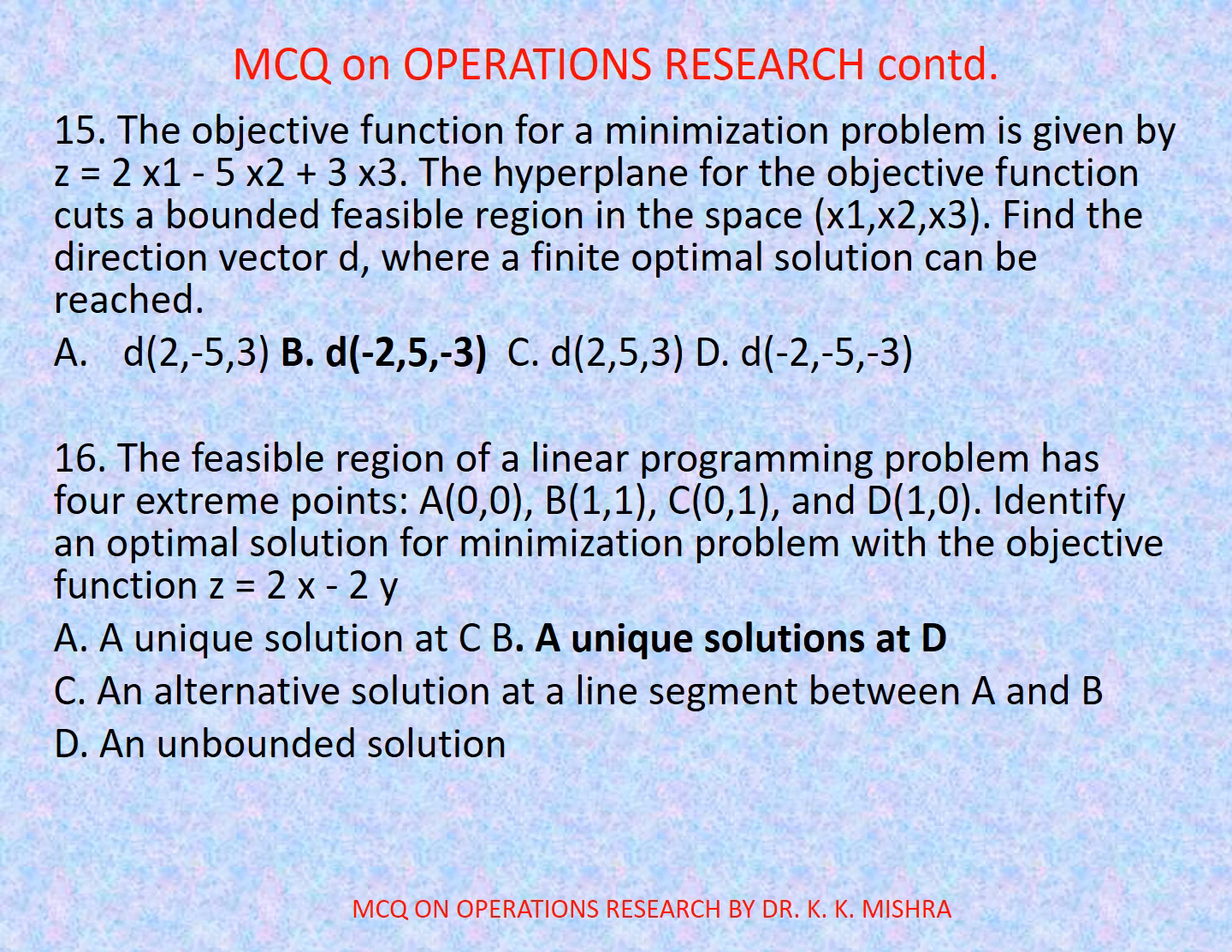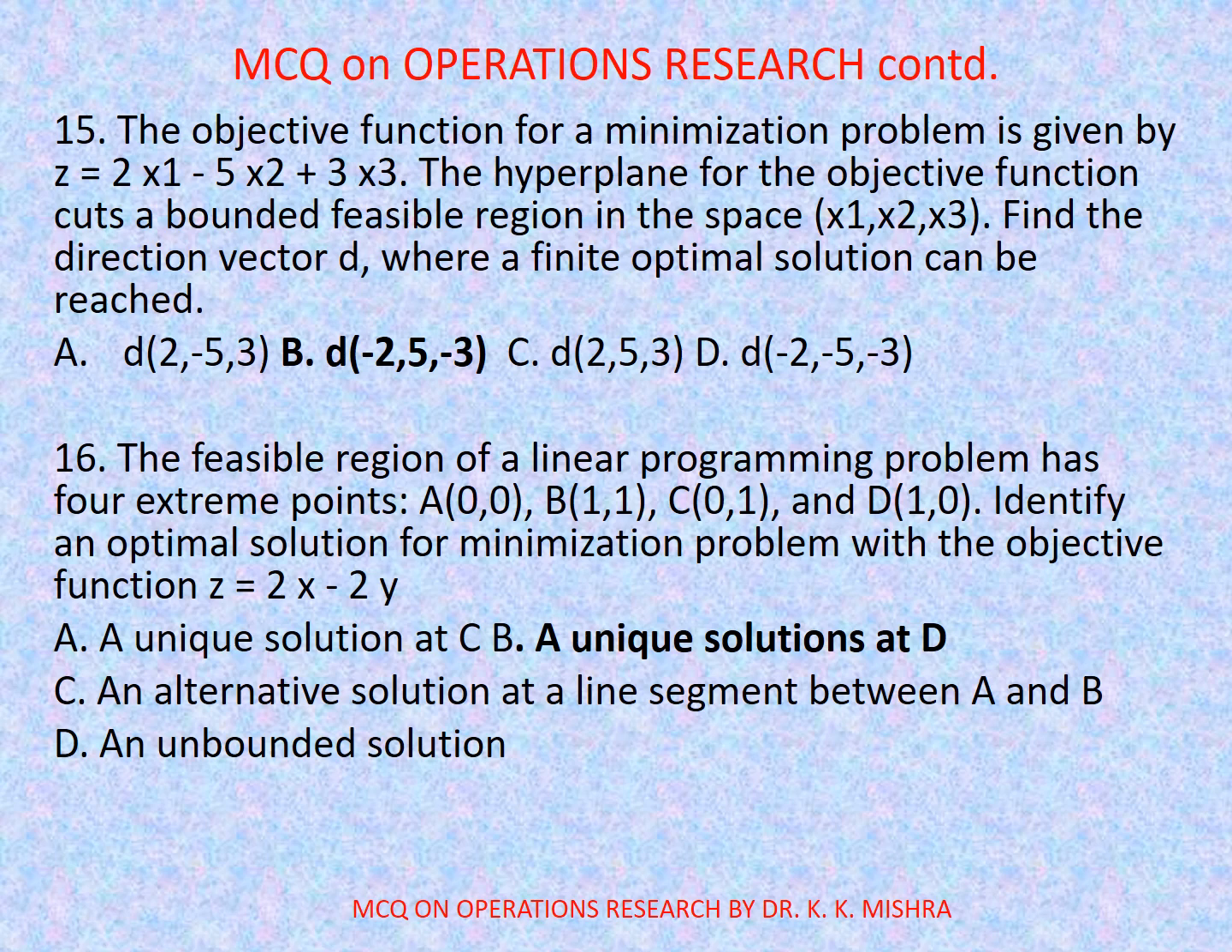Options are here A, D, 2 minus 3, 5, 3, B, D, minus 2, 5, minus 3, C, D, 2, 5, 3, D, D, minus 2, minus 5, minus 3. Correct option is D, minus 2, 5, minus 3.